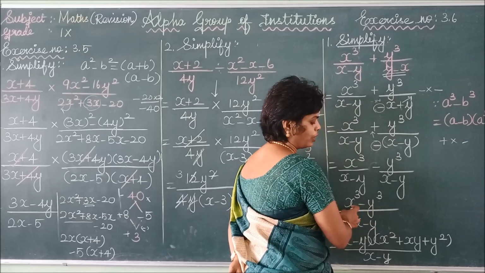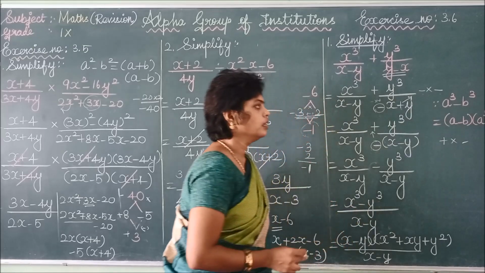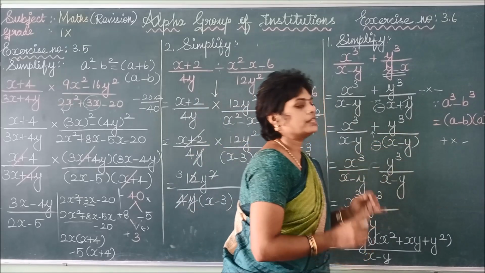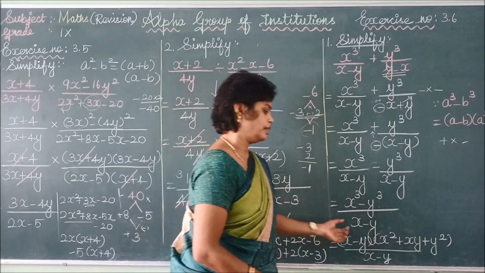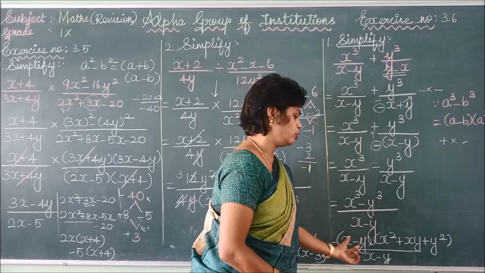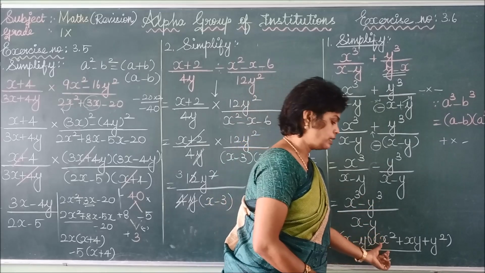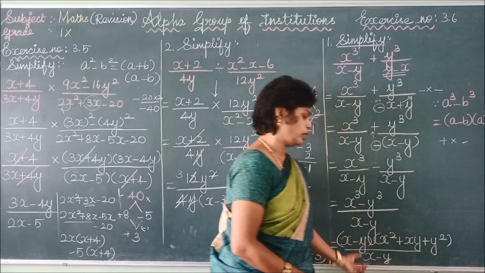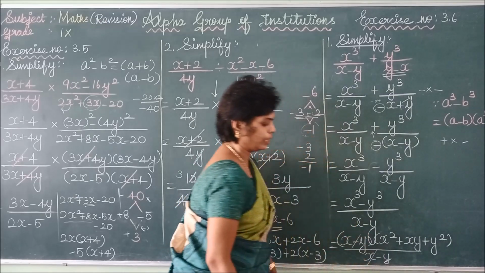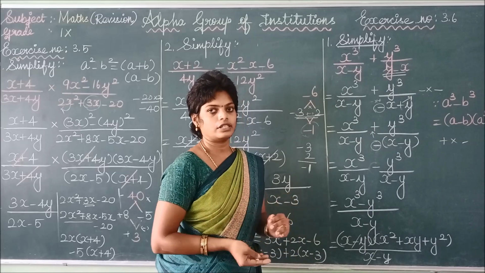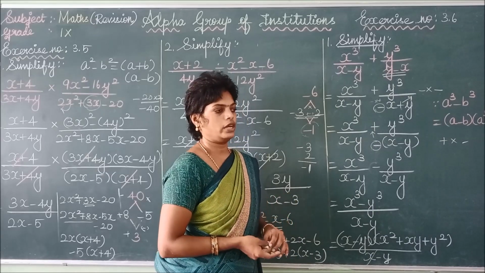What is the identity for x cube minus y cube? a cube minus b cube is a minus b times a squared plus ab plus b squared. In a similar way, x cube minus y cube is x minus y times x squared plus xy plus y squared. So you can cancel x minus y and x minus y. The remaining term is x squared plus xy plus y squared.